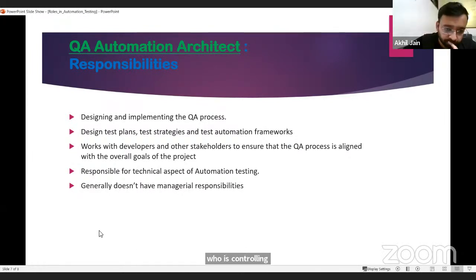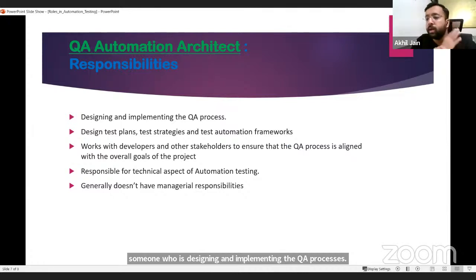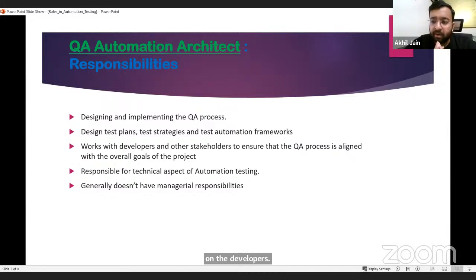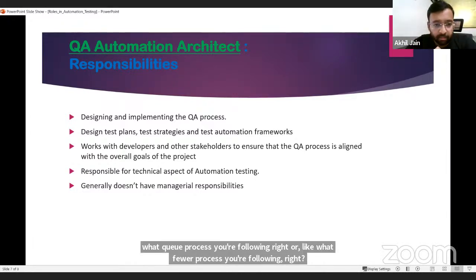So he is someone who is designing and implementing the QA processes. Let's say there is a QA process where we say how the requirements would be coming in from the developers, when we have to accept those requirements, and what meetings we will be holding with the counterparts from the dev side. Depending on what QA process or strategy you want to implement, he makes sure that those things are being followed within the project.